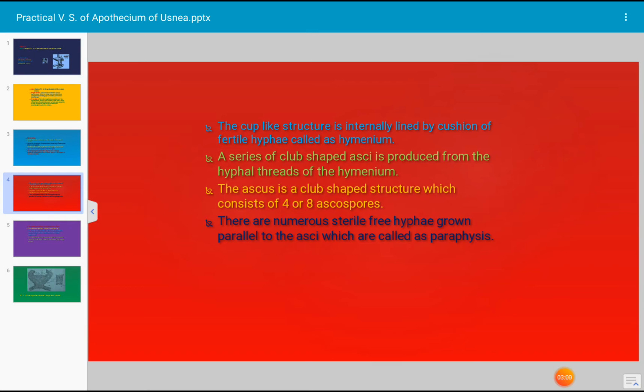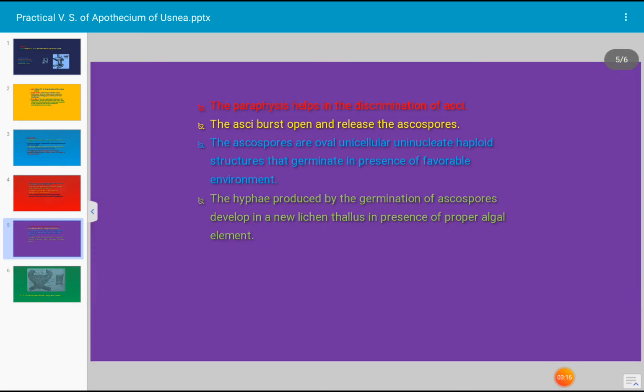There are many sterile free hyphae grown parallel to the asci, and these free-moving hyphae are known as paraphyses. Paraphyses are sterile hyphae. The paraphyses help in the dissemination of asci from the apothecium. The asci burst open and release the ascospores.